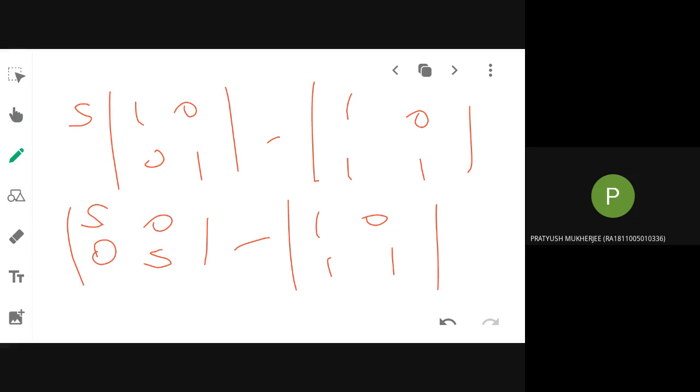Ma'am, sI minus A is [[s minus 1, 0], [minus 1, s minus 1]]. Okay, so this is the answer. Then what is your next step? You have found out sI minus A. Then you have to take its inverse. Okay, sI minus A inverse you have to take by using what formula?